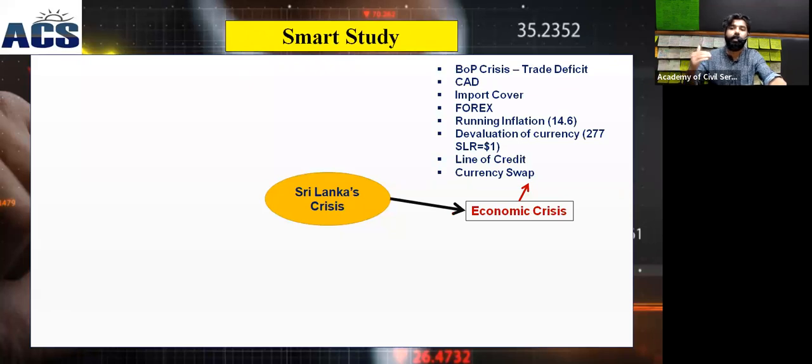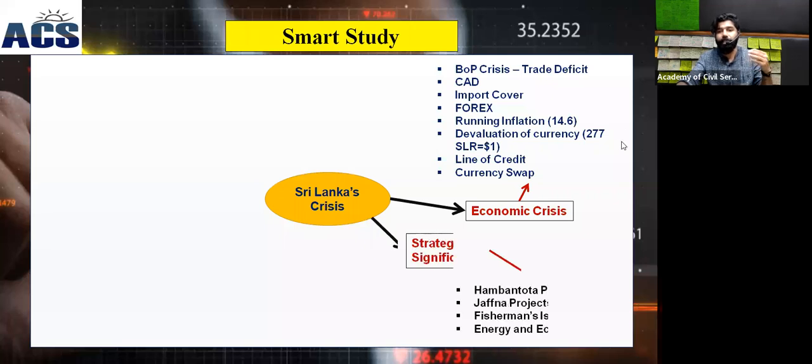So here we will look into factors like the economic crisis. What are the things that an aspirant for UPSC prelims should study? As an aspirant, what are the areas we should study? Sri Lanka is facing a BOP crisis. Then what is a BOP crisis? What are trade deficits? What is current account deficit? What is meant by import cover? What is forex? Running inflation, devaluation of the currency, line of credits, currency swap, etc. These are the facts we need to study.